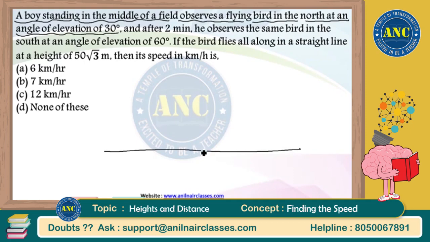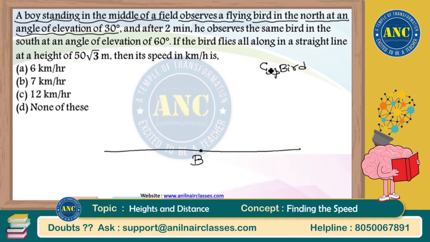There is a field like this. A boy, let me call that boy B, right? A boy is standing in the middle of a field, observes a flying bird in the north. Suppose for the boy, this is the north. There is a bird like this. I will call the position of the bird at some instant as C, right? There is a bird like that.